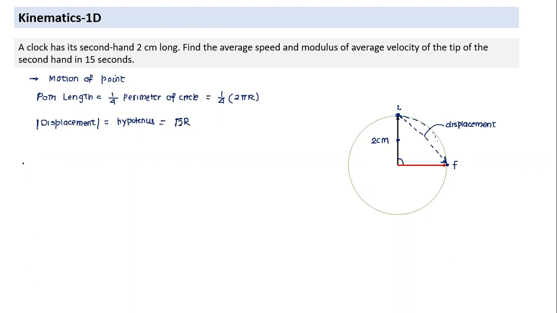Now, once I have the path length, what will be the average speed? I divide the path length, or distance traveled, by the time, which will be equal to pi r by 2, r being the length of the second hand, divided by 15. If I take r in centimeters, the unit will be centimeter per second. If I take it in meters, it will be meter per second. And in a similar way, the magnitude of average velocity, we are talking only about its magnitude, will be equal to √2 r by 15 seconds.